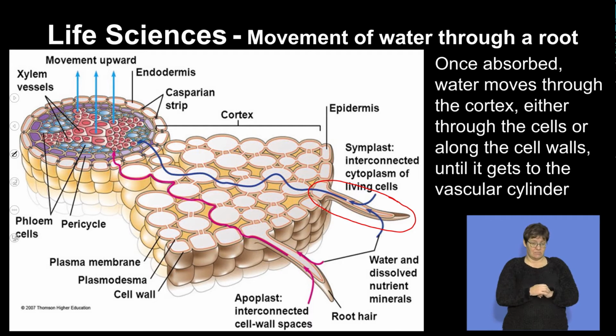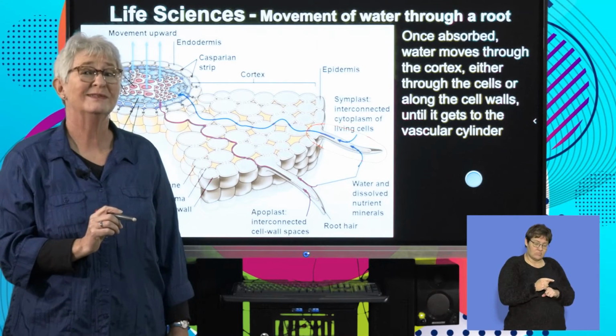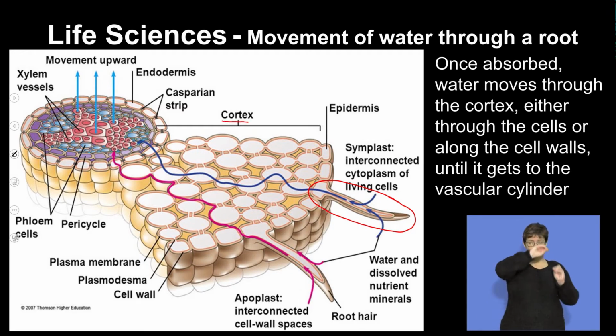Once water has moved into the root hair, it then has to travel through the root to the xylem, which will transport it upwards. So this section here is the cortex with parenchyma cells, and you can see that the water is moving through the cells towards the xylem. The water can also move along the cell walls. The cell walls are a bit like blotting paper, and water can move through the cell walls fairly easily.